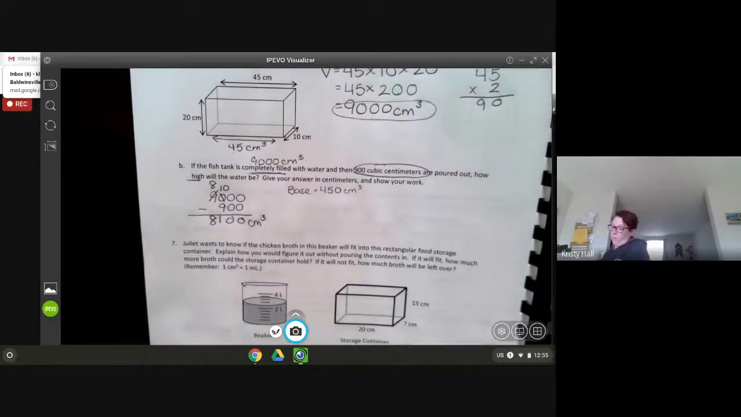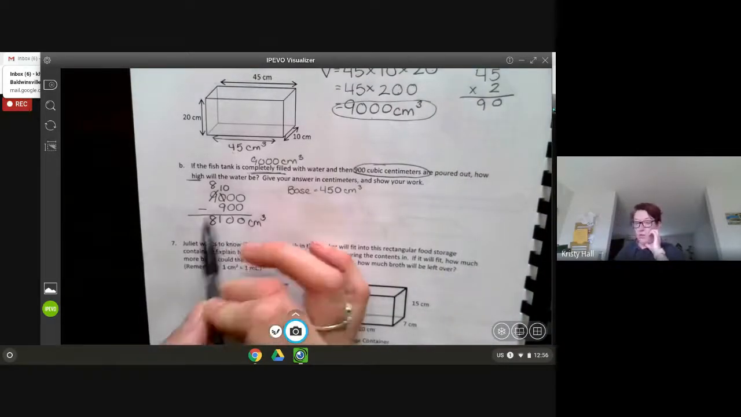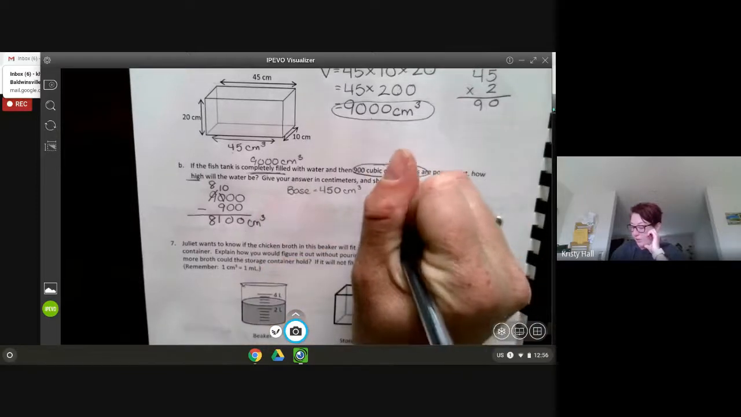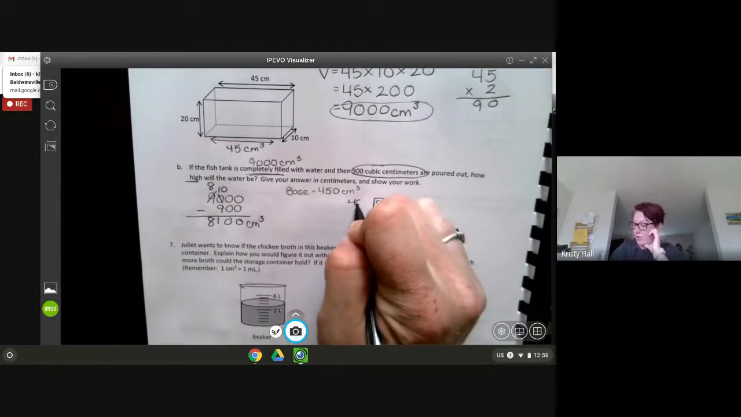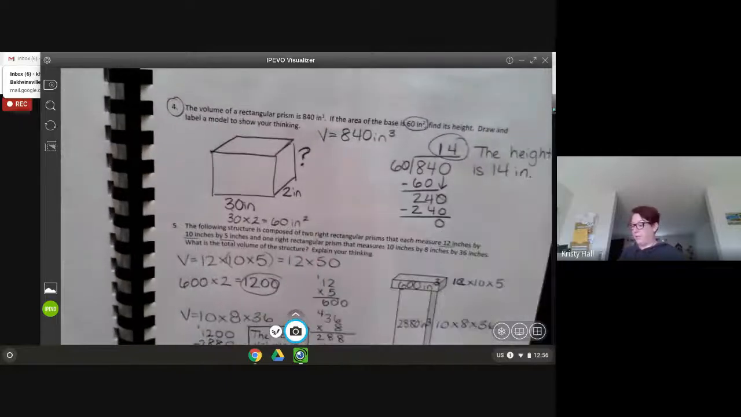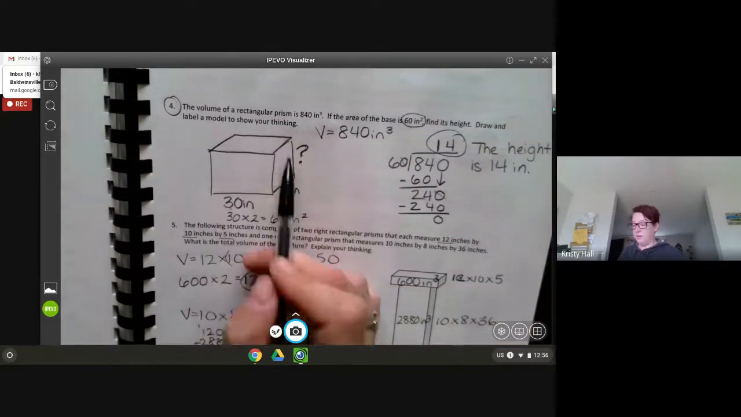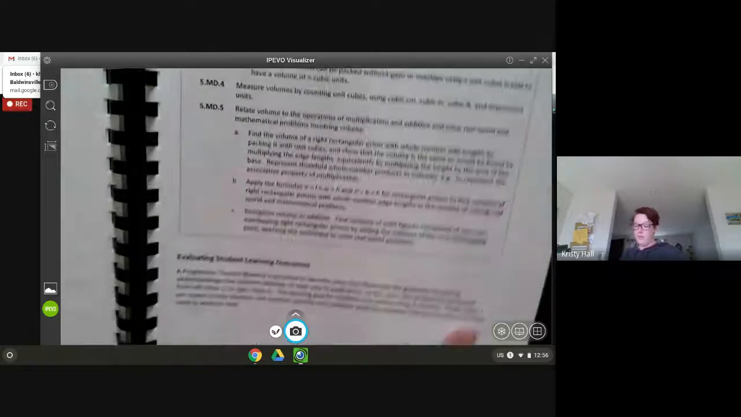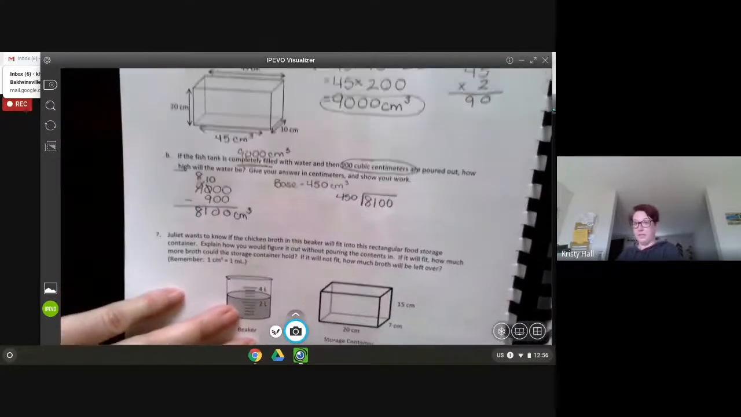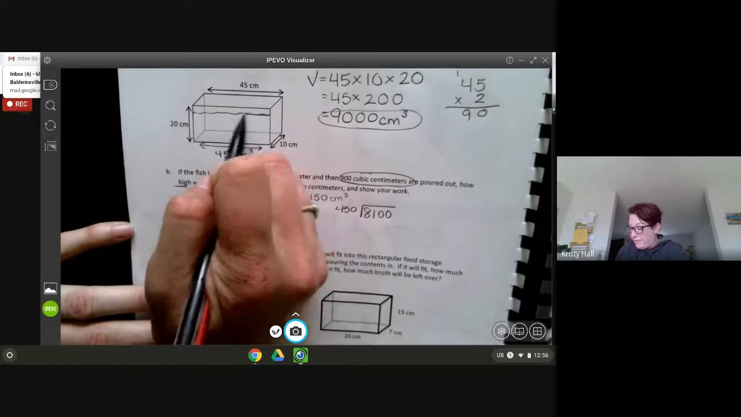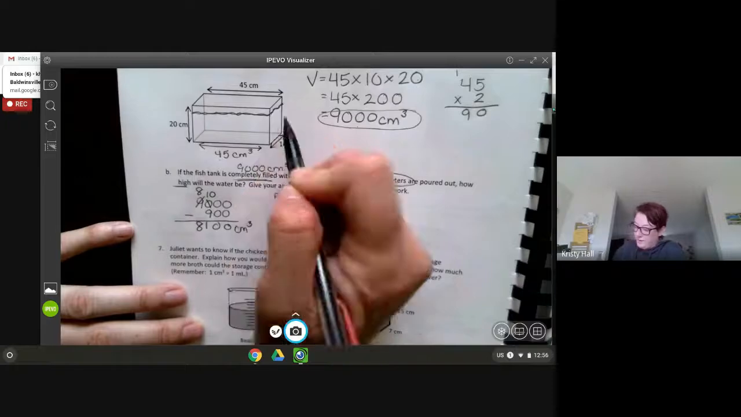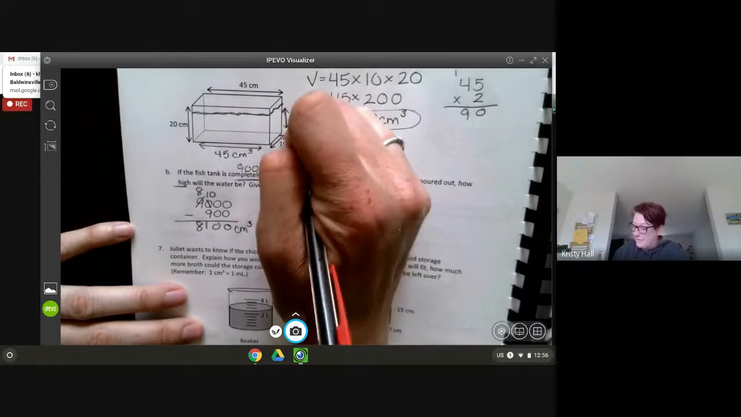Okay. Now we have to find the height. So I'm going to take this total volume, the 8,100, and divide it by the base. So this is really, really similar to what we did over here, where we had to work backwards. We know the base, but we don't know the height. So we're doing the same thing. We're just working backwards to find that missing number. Because if you think about it, the fish tank is now only this high, let's say. So we have to find what this new height is.